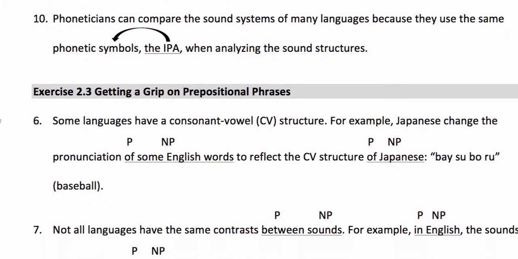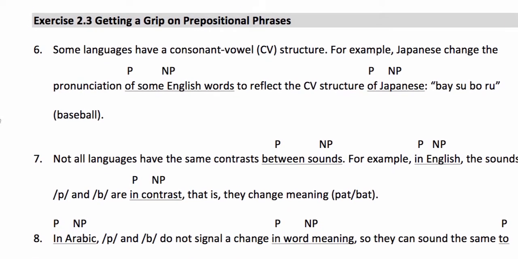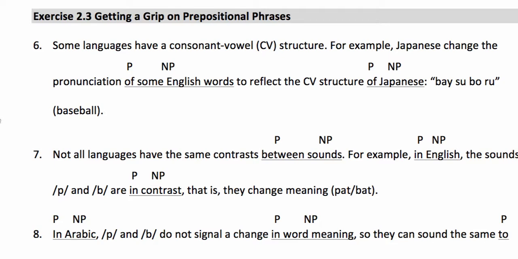In 2.3, we are identifying the prepositional phrases. We're looking for words such as in, on, of, about. We can see in number 6 that of some English words. So we have the preposition of plus the noun phrase some English words. Remember that structure is important. A prepositional phrase consists of the preposition plus the noun phrase. Of Japanese, preposition plus the noun phrase Japanese.